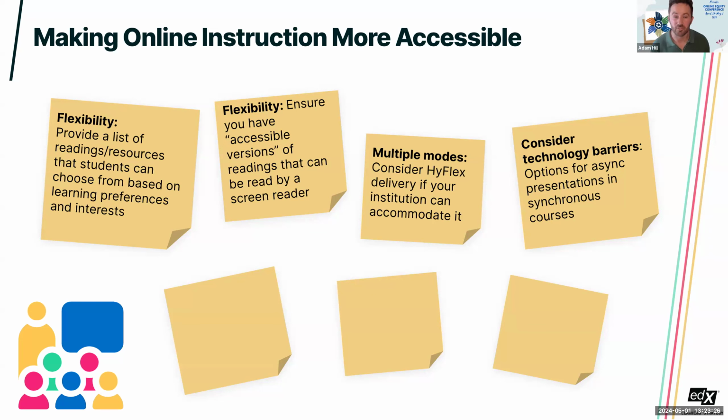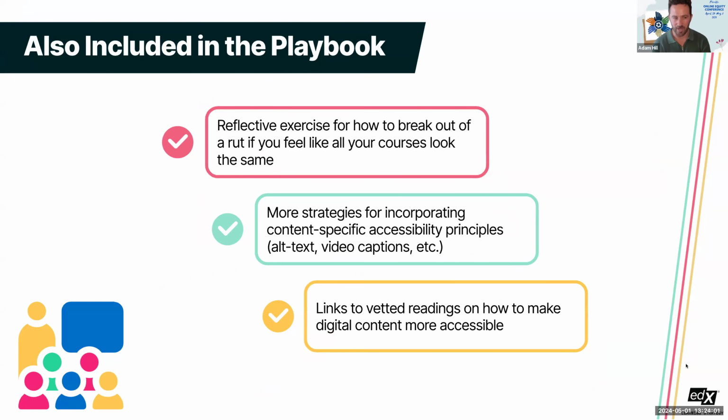Also, multiple modes of instruction. If your institution can accommodate it, something like a HyFlex mode is really cool, where you can have a synchronous or an asynchronous option for different learning preferences. And related to that, with technology barriers, if you have a synchronous-only online course, can you offer the option of async presentations for students that simply won't be able to provide a quality synchronous presentation because of internet access? There are more ideas there that we encourage you to tackle if you join the Step 3 breakout.